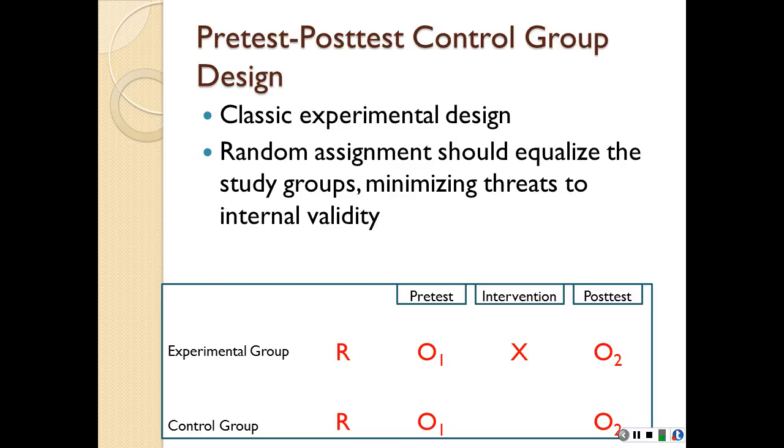But the random assignment is there to ensure that our groups are evenly distributed and roughly equivalent at the start of the study. And then the pretest allows us to just ensure that that actually happened when we did our randomization.